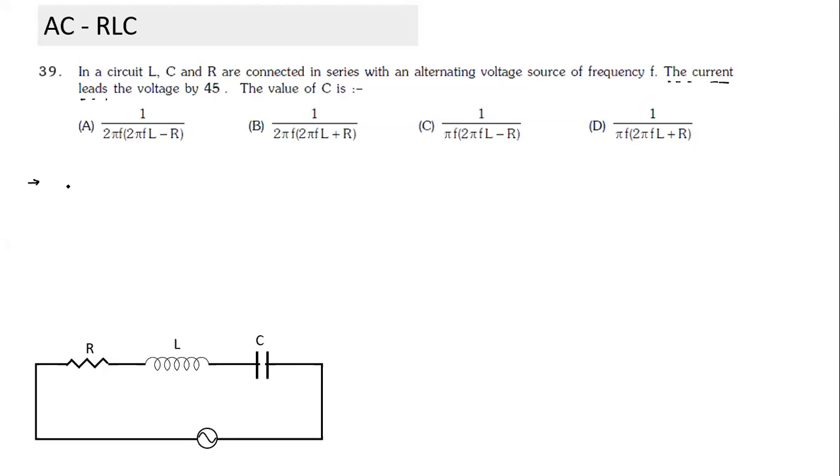Which basically means, if you have to visualize it, it is something like this. If this is I, this is how V will be, at 45 degrees. This is I and this is V. So first I understood that this is a capacitive circuit. Is everybody clear that it is a capacitive circuit? Easy to figure out. So how do I use this angle for the phase angle?